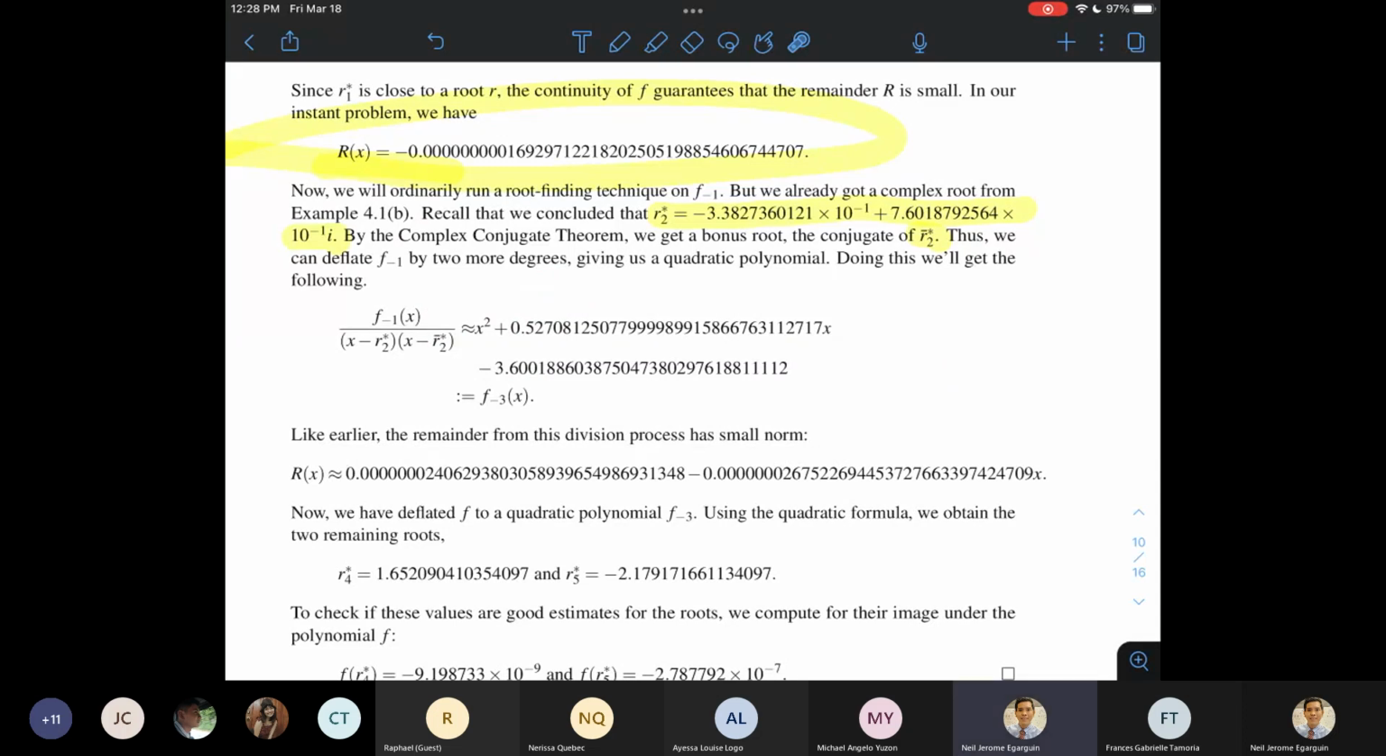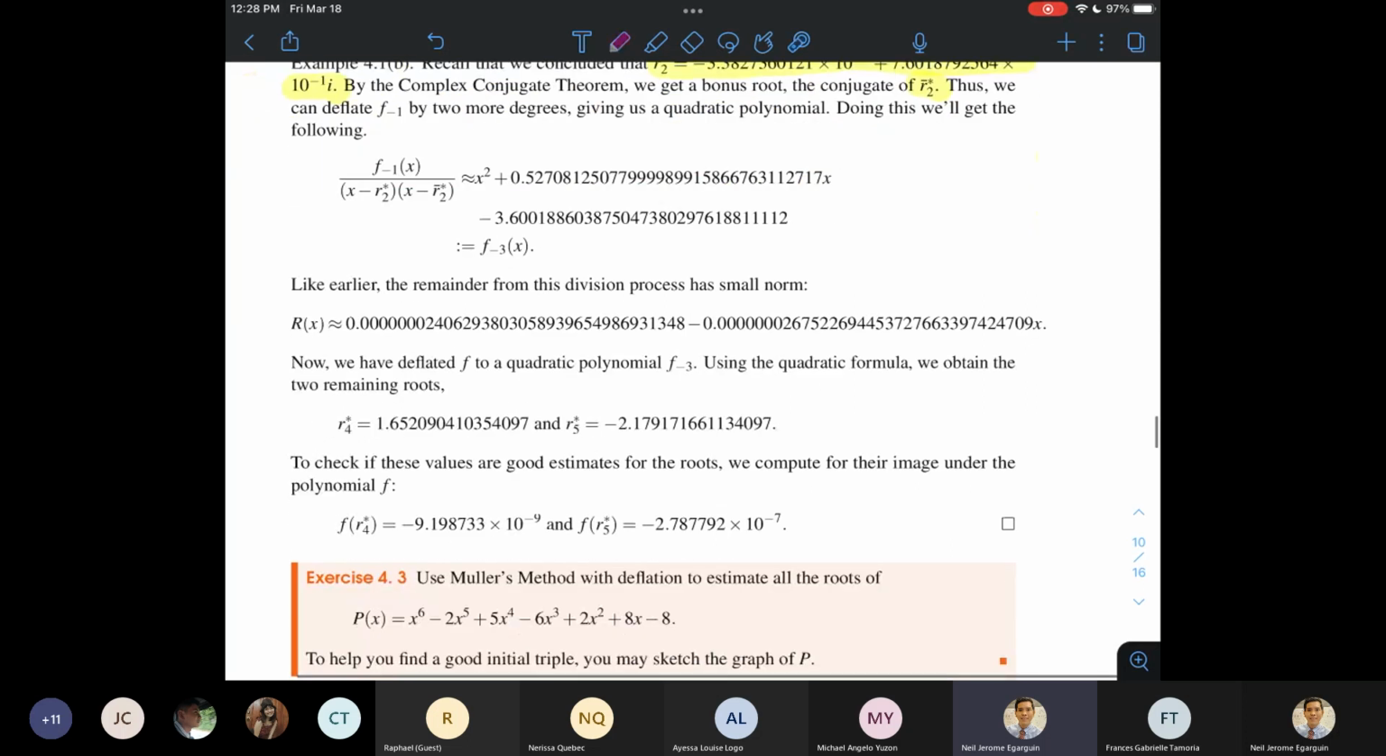Okay, but before going there, I was a little bit curious and I want to see what's the remainder if it's very small enough. And ito yung nakuha kong remainder.